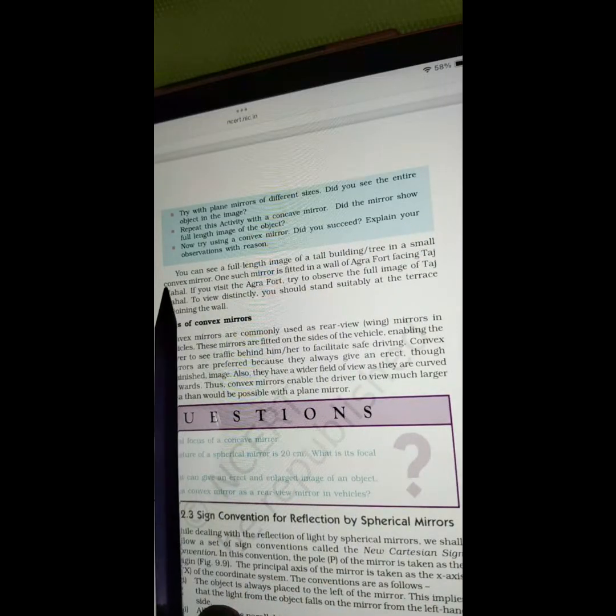Try with plane mirrors of different sizes. Did you see the entire object in the image? Repeat this activity with a concave mirror. Did the mirror show a full length image of the object? Now try using a convex mirror. Did you succeed? Explain your observations with reasons.